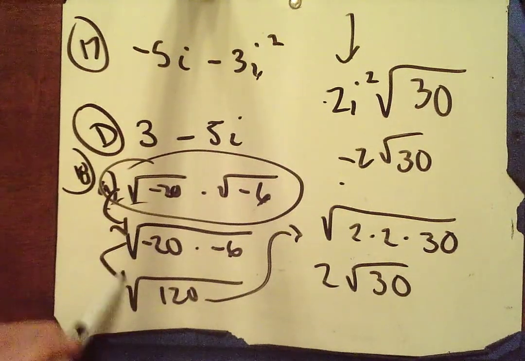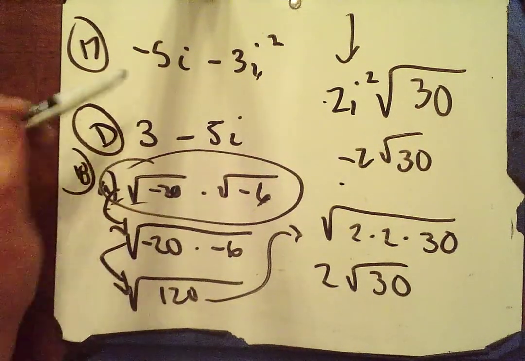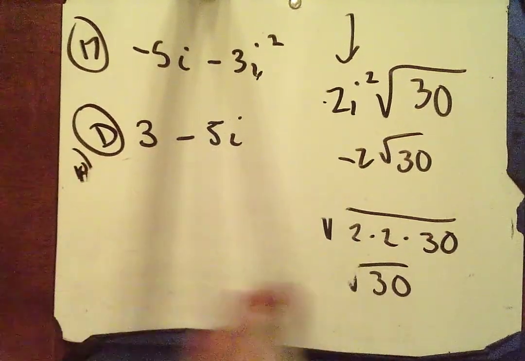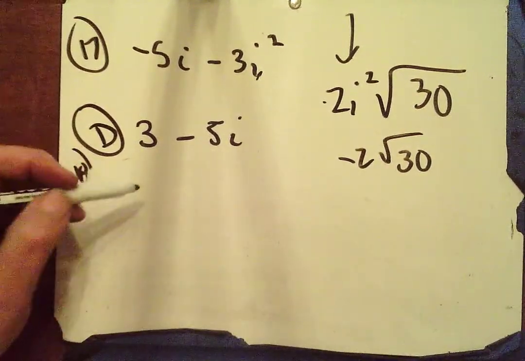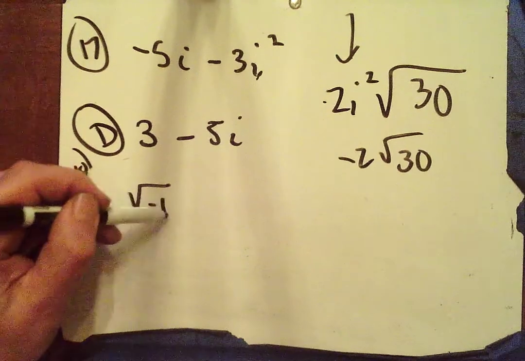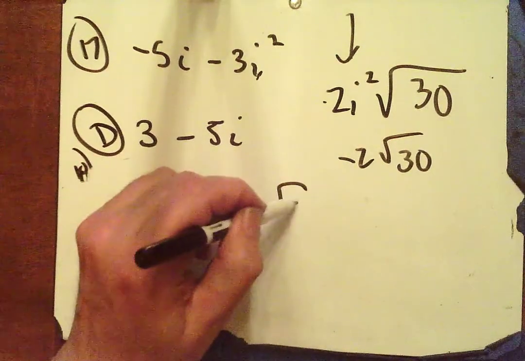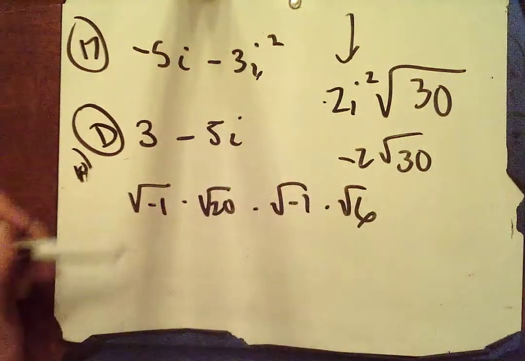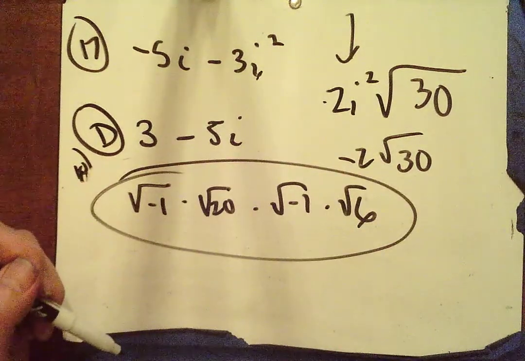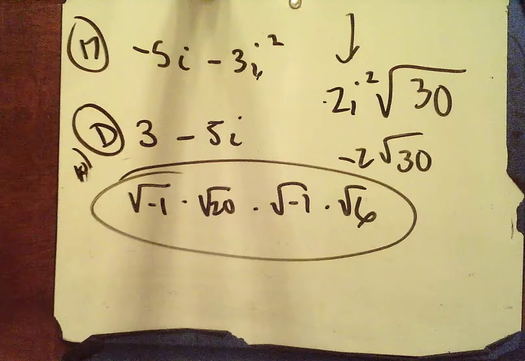You can't do that. That's why my first move was to pull out those imaginaries. I wrote it as square root of negative 1 times square root of 20 times square root of negative 1 times square root of 6. You must do that, or you end up with the wrong answer. So, it's my recommendation.